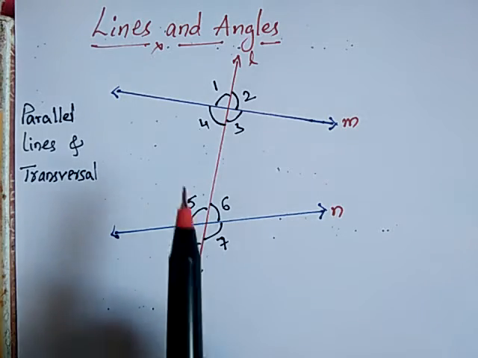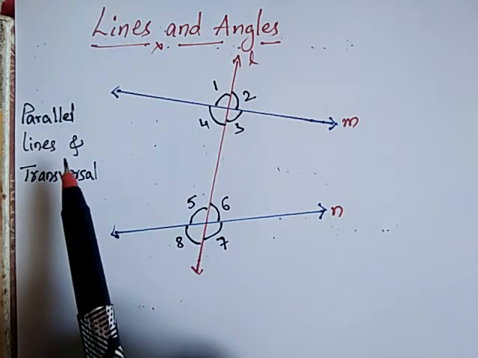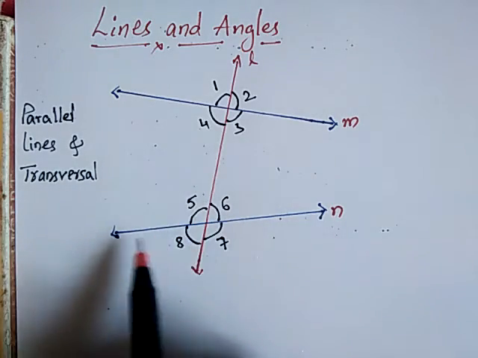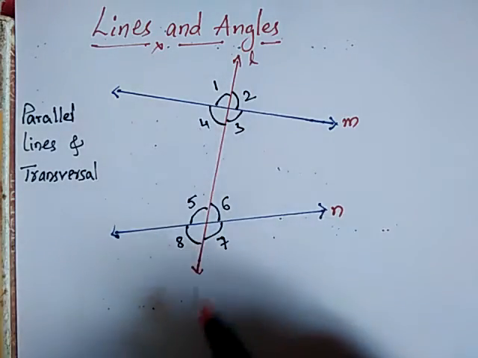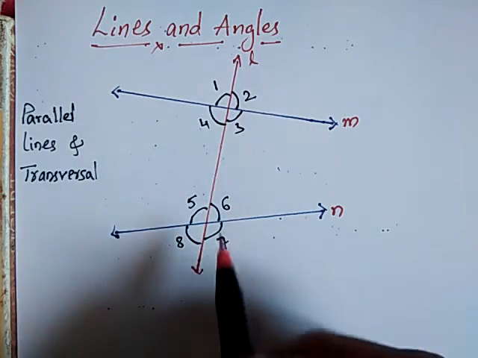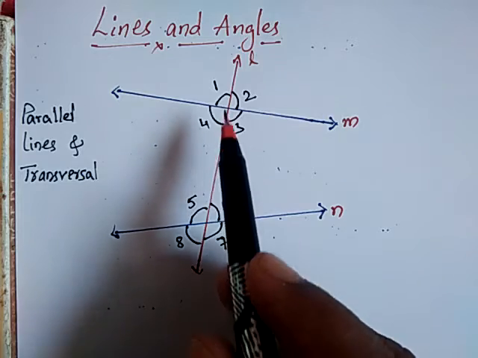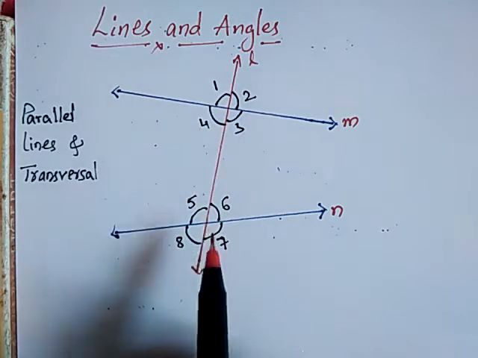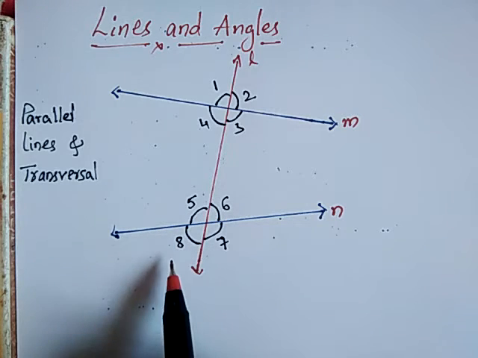Now we will learn lines and angles, in that one, parallel lines and transversal. Here M and N are two lines, L is a transversal. So when two lines are intersected by a transversal, we will have 8 angles: angle 1, angle 2, angle 3, angle 4, angle 5, angle 6, angle 7, angle 8.